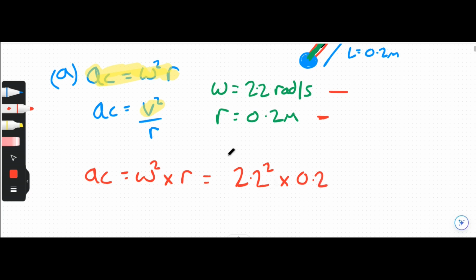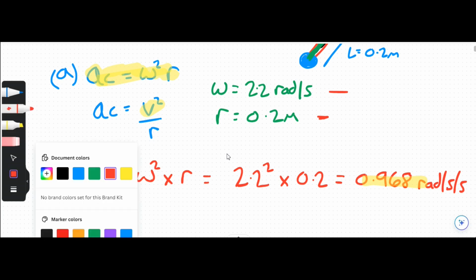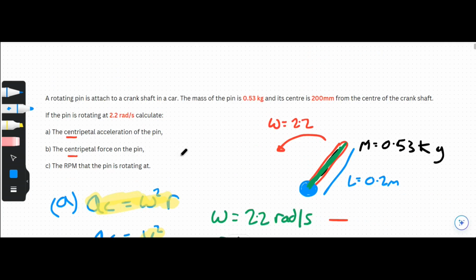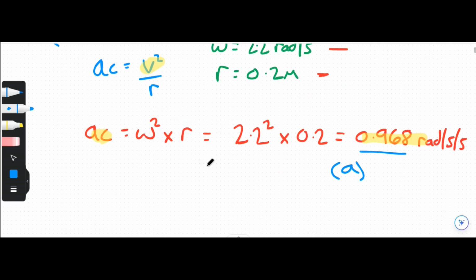So if you whack that in your calculator, you will get the centripetal acceleration. That comes out to be something like 0.968 radians per second. That is the centripetal acceleration. Different color. There, look, this number here. That's part A. So part A is done. We've got centripetal acceleration of the pin. There, part A, happy days.